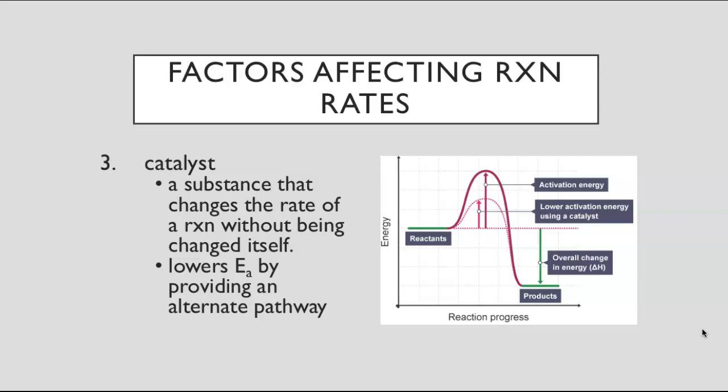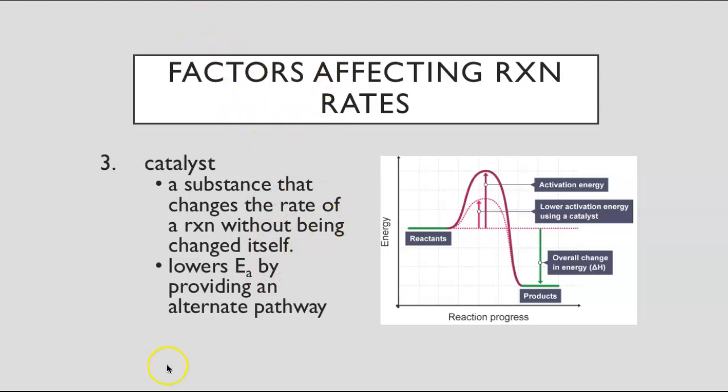Now, the third factor is adding a catalyst. So a catalyst is defined as a substance that changes the rate of a reaction without being changed itself. So you put the catalyst in the reaction, the catalyst comes out of the reaction unchanged. So how does a catalyst work? Well, it provides an alternate pathway that has a lower activation energy.